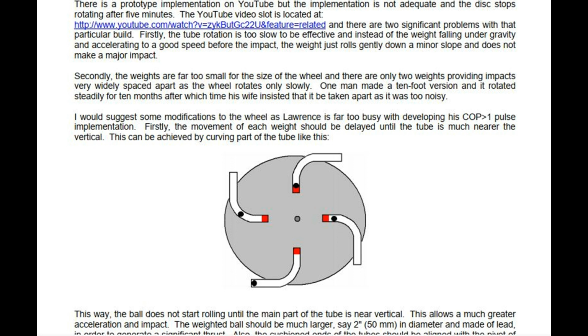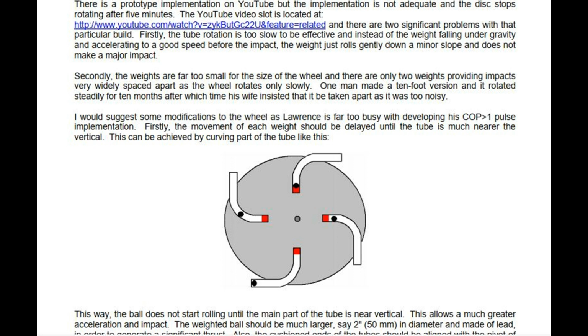Firstly, the movement of each weight should be delayed until the tube is much nearer the vertical. This can be achieved by curving part of the tube like this. This way, the ball does not start rolling until the main part of the tube is near vertical. This allows a much greater acceleration and impact.